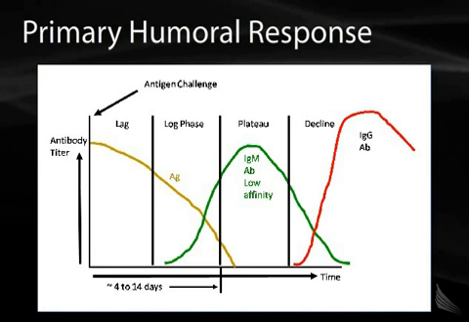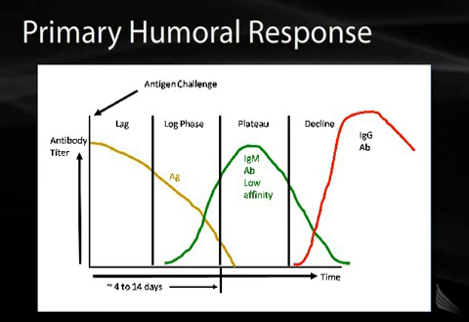So let's look at a primary humoral response in terms of antibody levels, antigen levels, and how this whole thing happens. So here we have a diagram. On the y-axis we're looking at either antibody or antigen titers. On the x-axis we're looking at time. So let's start at the very beginning, time point 0, where we have the antigen challenge.